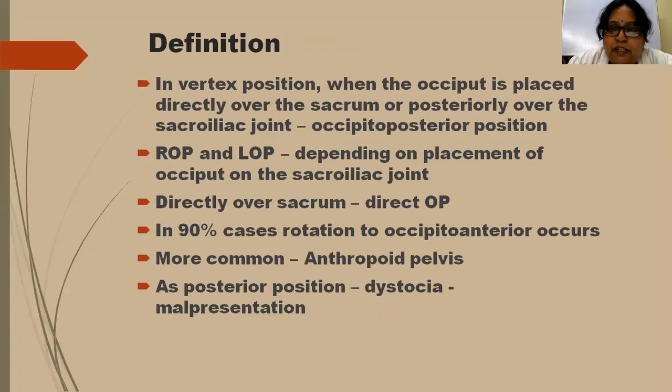So in vertex position, when the occiput is placed directly, let's see this. This is the pelvis, the maternal pelvis. So this is the normal anatomical position. It is tilted like this forward, and this is the fetal skull. So normal vertex position, this occiput.